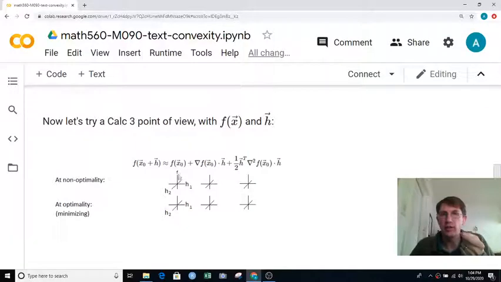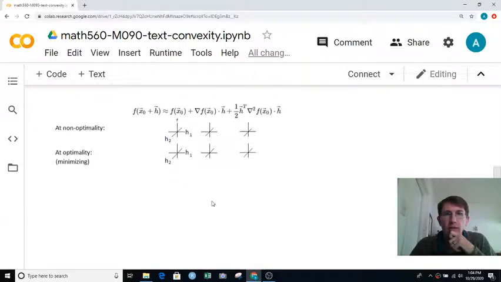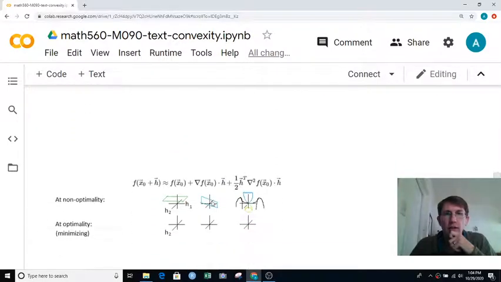And then the objective function value is the vertical axis here. So go ahead and sketch what each term looks like at non-optimality. So we're thinking in 3 dimensions here, and I mean the same axis labeling for all of these graphs. All right, so let's go see what we've got sketched here.